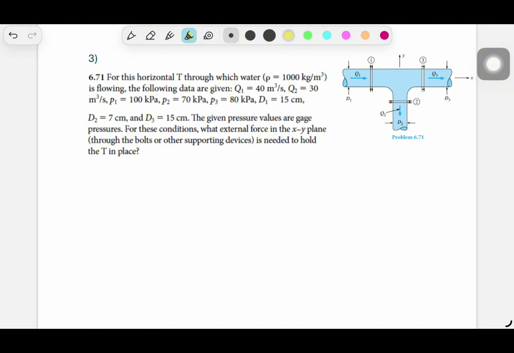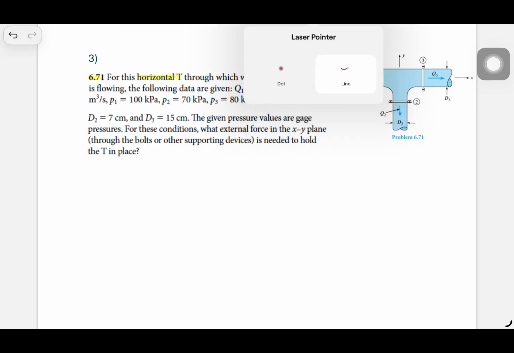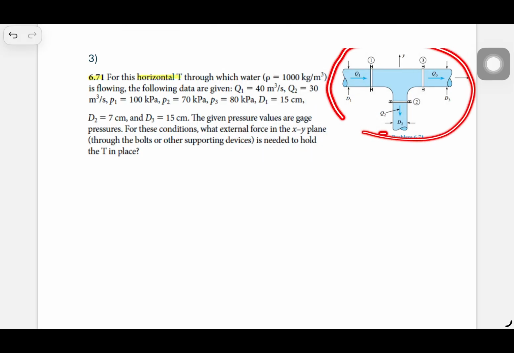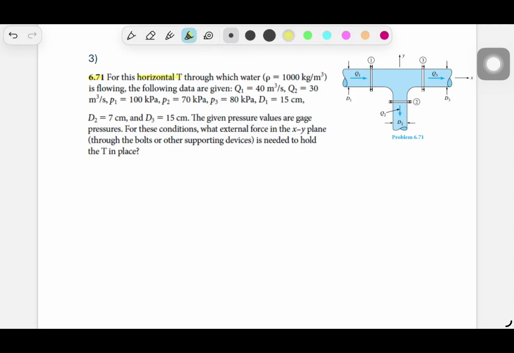So this is question 3. We will continue with 6.71 in your textbook. So let's read the question. Here we have a horizontal T, which explains the shape. And we have water flowing. And we have the following data, which is Q1 that enters the system. We have Q2, which leaves this system vertically.